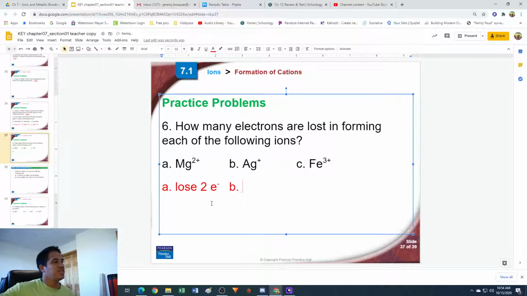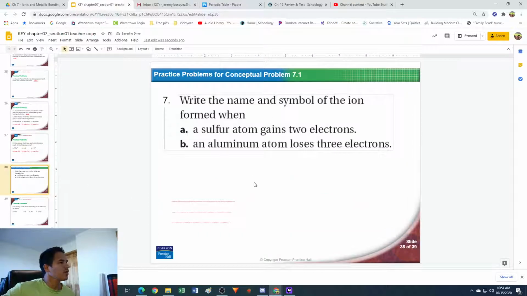For letter B, we have Ag plus. So this is technically plus 1, okay? Even though the 1's not written, it is plus 1. So this is going to be losing 1 electron. And then for letter C, we have 3 plus, which means we're losing 3 electrons. Okay?